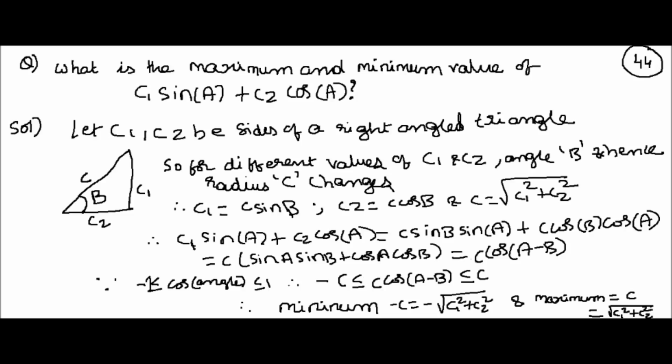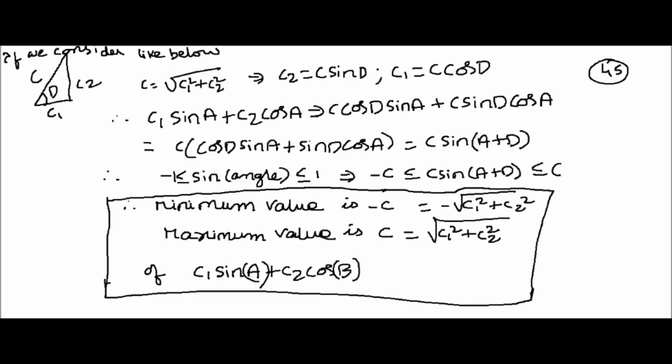So the minimum is minus C, but we know C is nothing but the square root of C1 square plus C2 square. So the minimum is minus square root of C1 square plus C2 square, and the maximum is C, which is the square root of C1 square plus C2 square. So the max and minimum value of C1 sin A plus C2 cos A: minimum is minus square root of C1 square plus C2 square, max is square root of C1 square plus C2 square. So just remember that one.